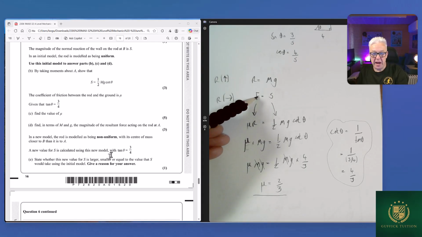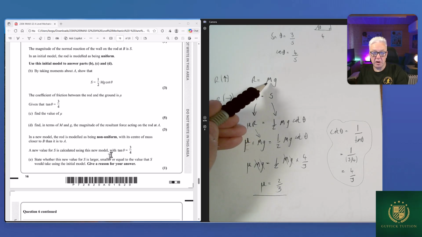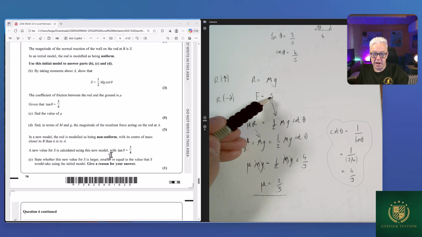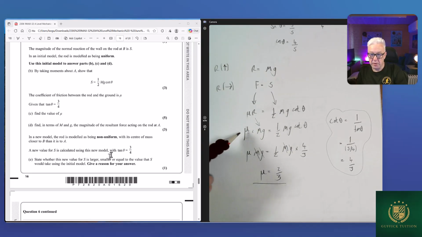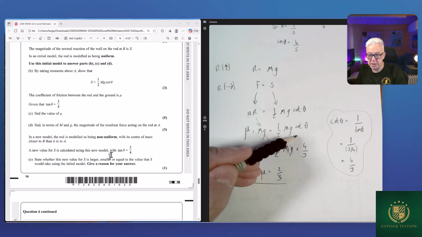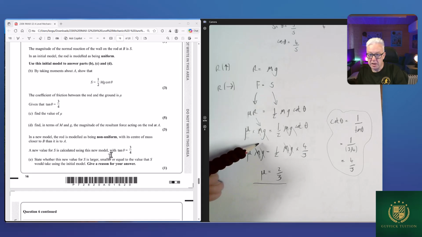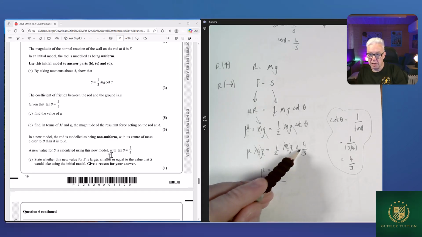So we've got that F is mu R, but remember we know that R is mg. We've got that S on the right hand side, which we already know is a half mg cot theta. So it would appear this is looking quite good. We can cancel out the m's, we can cancel out the g's as well, leaving us with mu is equal to 1/2 times by 4/3.